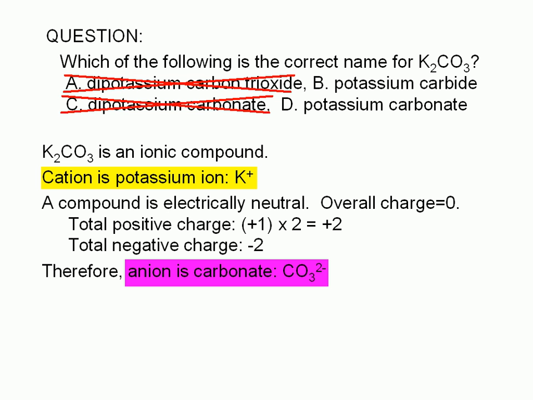So now we can also eliminate choice B. The anion is carbonate, not carbide. The correct answer is D. The name of the compound whose formula is K2CO3 is potassium carbonate, since the name of the cation is potassium and the name of the anion is carbonate.